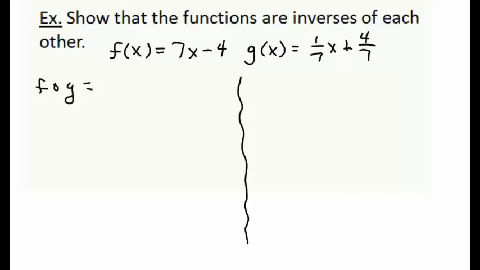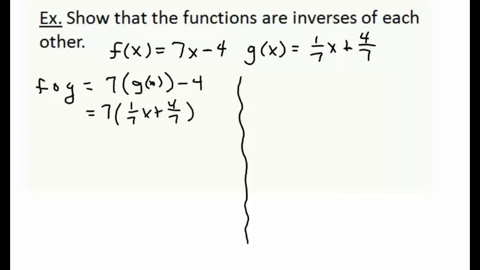Remember, this means everywhere we see x inside of the function f, we're going to substitute in the function g of x. So what we want is 7 times g of x minus 4, or 7 times 1 over 7 x plus 4 over 7, minus 4. And if we distribute the 7 through, we're going to get x plus 4, and then we still have that minus 4. Our 4's are going to cancel, and we're going to be left with just x. So that side looks good.